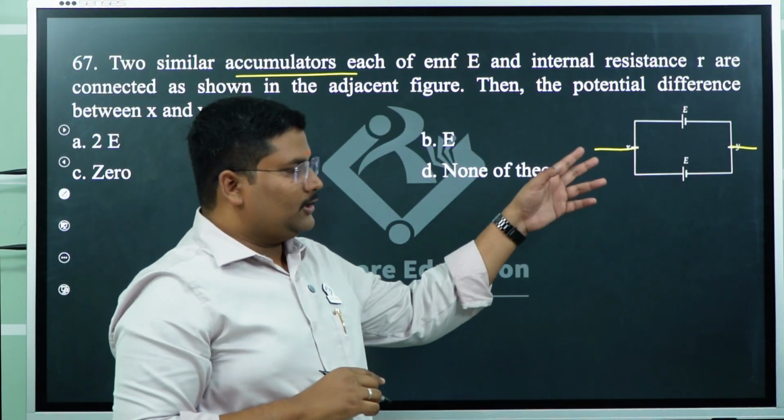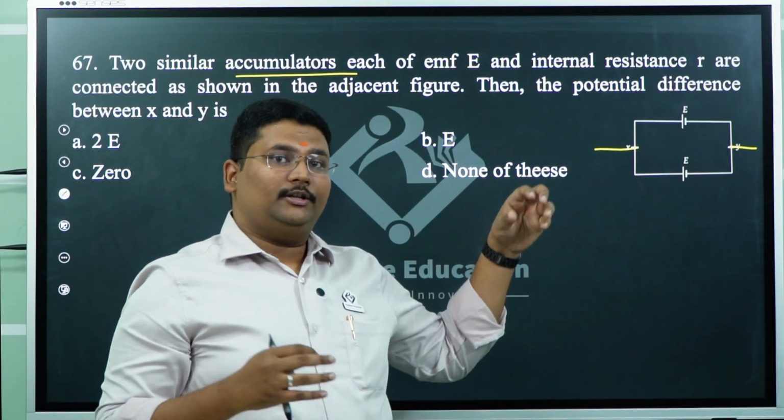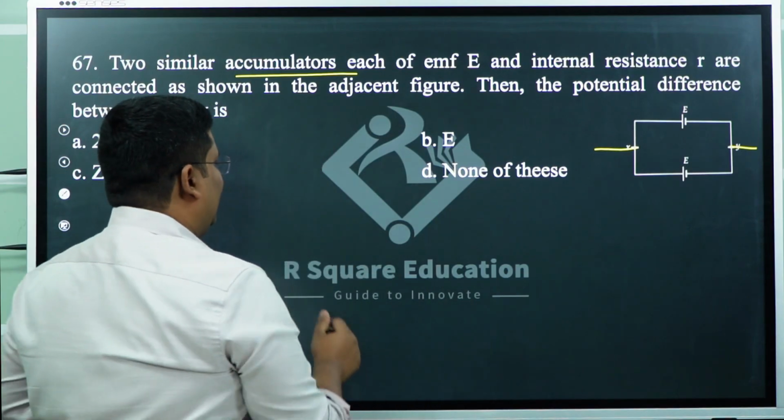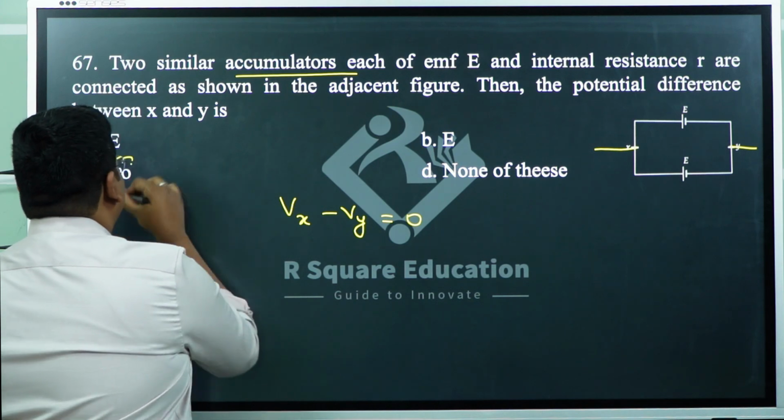And you can see both the accumulators, which are nothing but cells, are being connected in opposite direction, which is going to oppose each other. So obviously there won't be any potential difference. So Vx minus Vy will become 0. So the answer is 0.